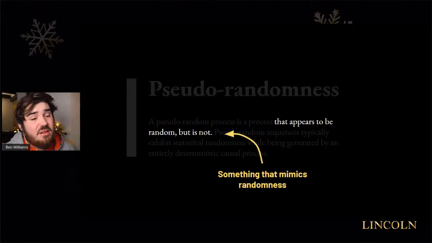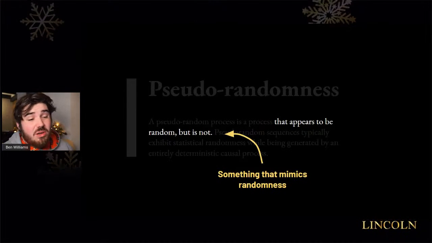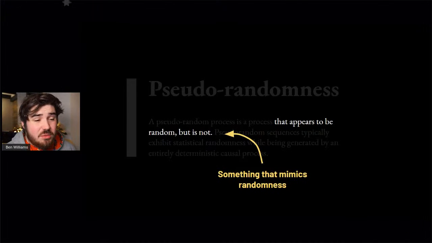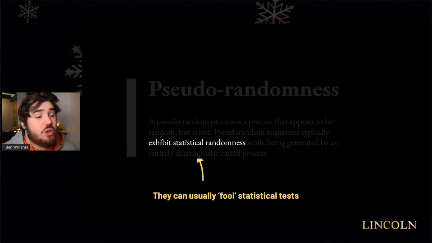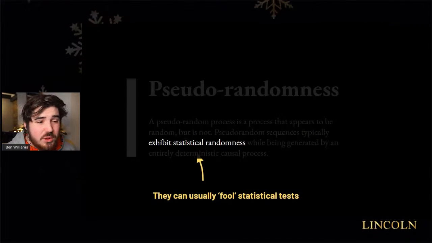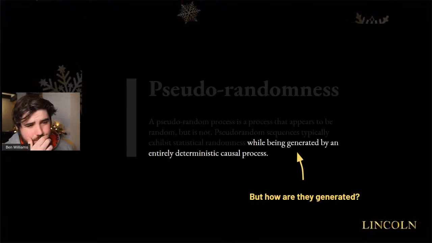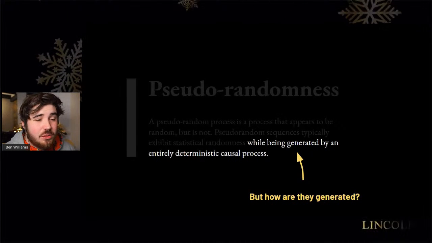So just to break this down, it says here that appears to be random but is not. So something that mimics randomness. That's all this means. So we're just mimicking true randomness. When we talk about exhibiting statistical randomness, we usually mean that it can fool statistical tests. And here it says, while being generated by an entirely deterministic causal process.